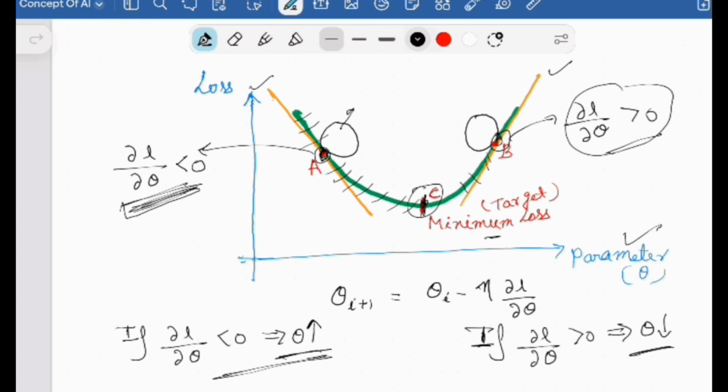Similarly, if I am on the right side of the curve, then I need to decrease the theta to again reach the point C. Fine. Now look at this update rule. That is the heart of this concept.